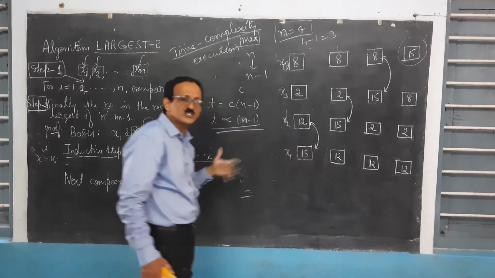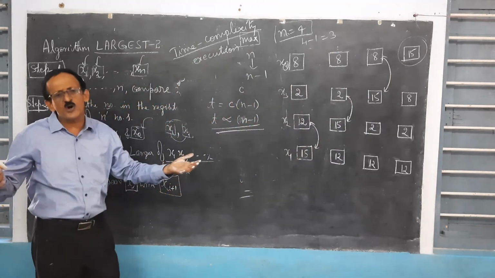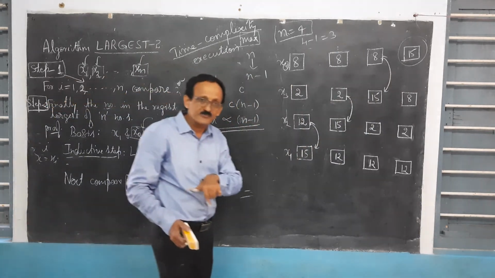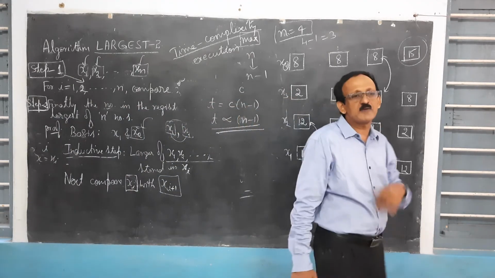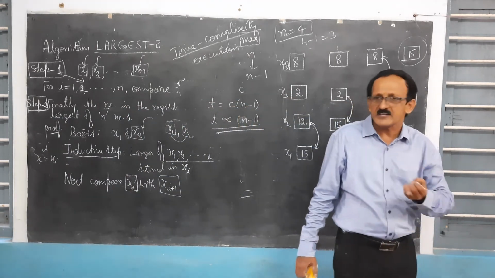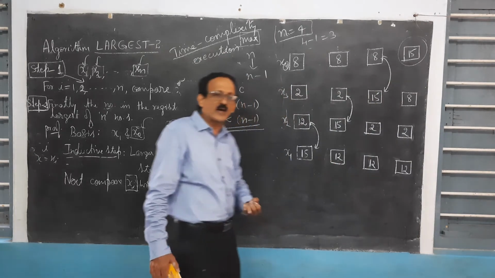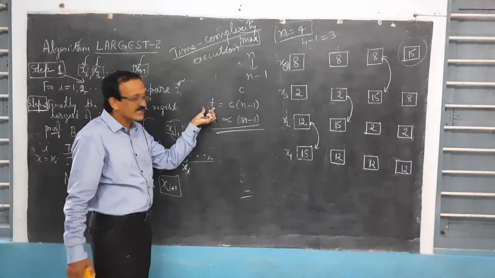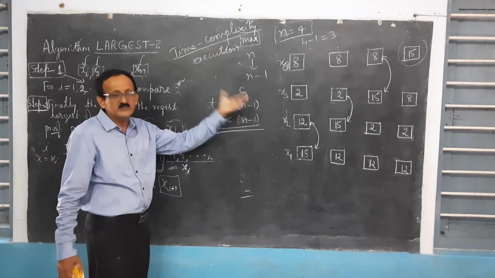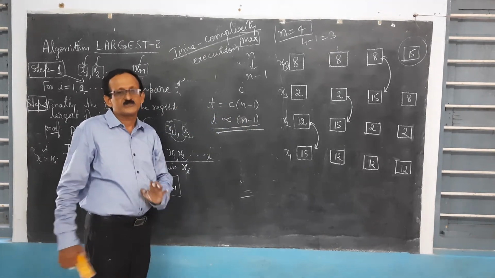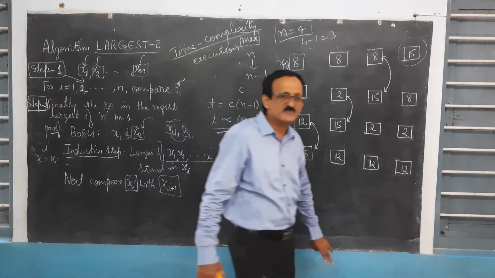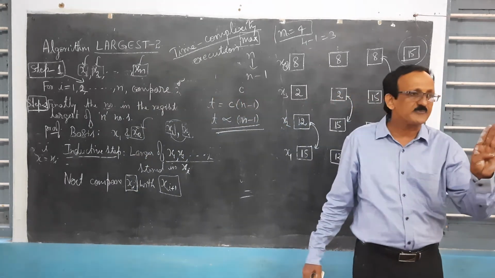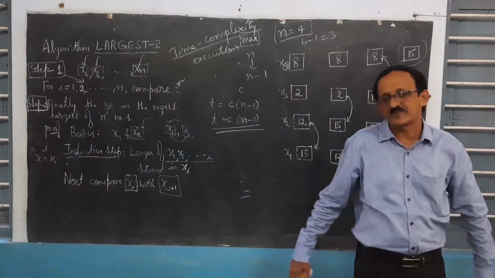If comparisons are more, time taken will be more. If the comparisons are less, time taken will be less. However, the time taken for all the comparisons is proportional to n minus 1, or the total time requirement is c into n minus 1. So now you have finished two algorithms, largest one algorithm and largest two algorithm.